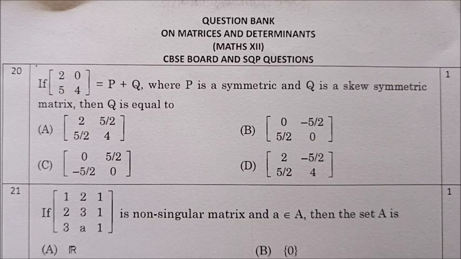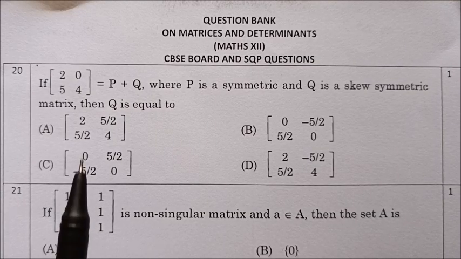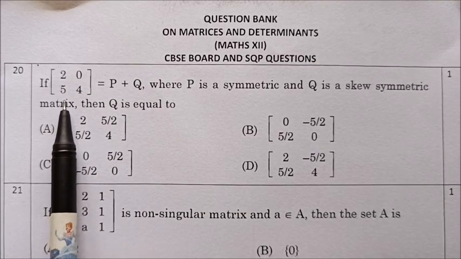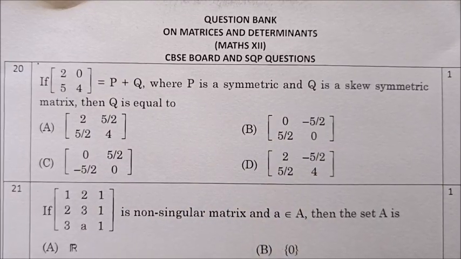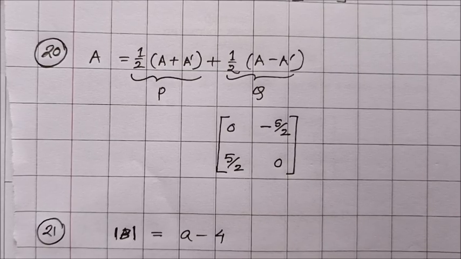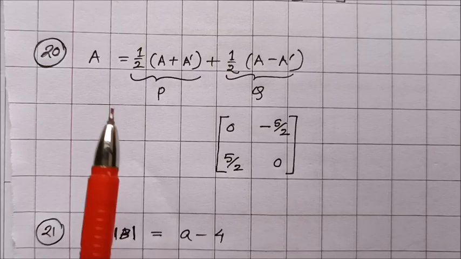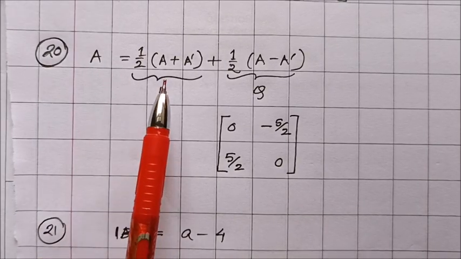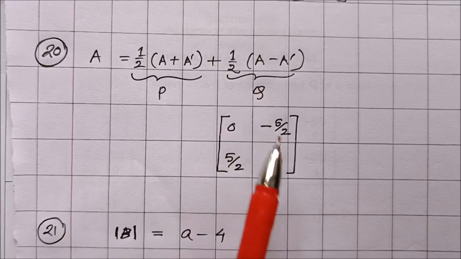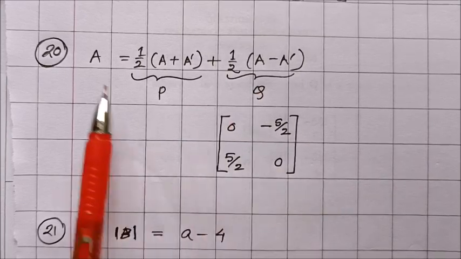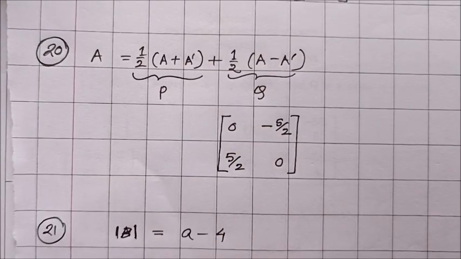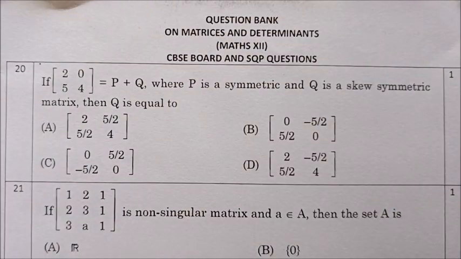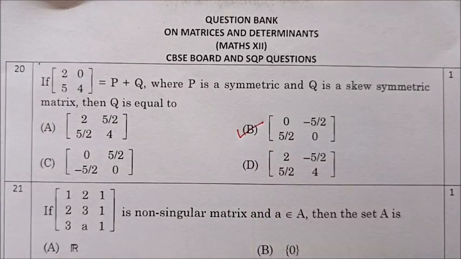Question number 20. In this question, what they have given us, this matrix is a sum of a symmetric and skew symmetric matrix, and this type of question we have done already. So we have to use this theorem that any square matrix A can be expressed as a sum of symmetric and skew symmetric matrix. We have to find A and A transpose, their subtraction divided by 2. So in this case our correct option will be option B.